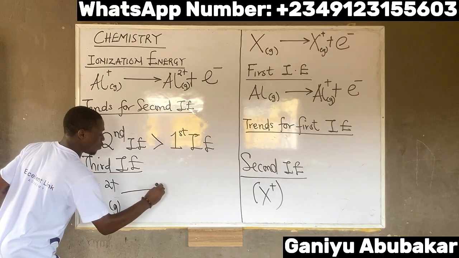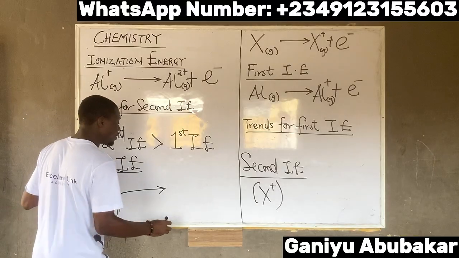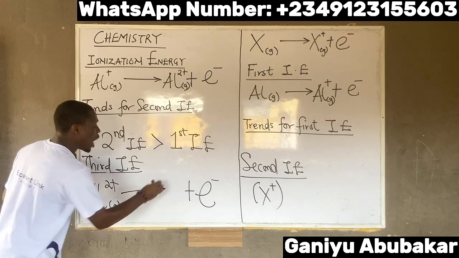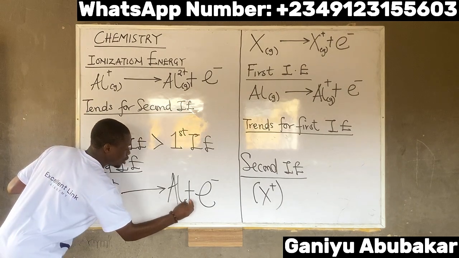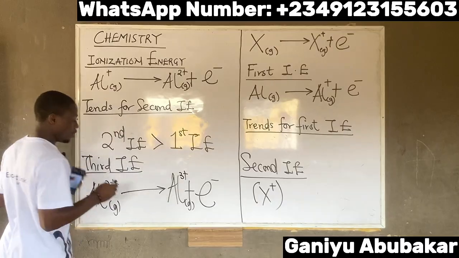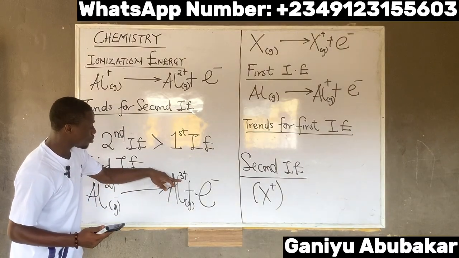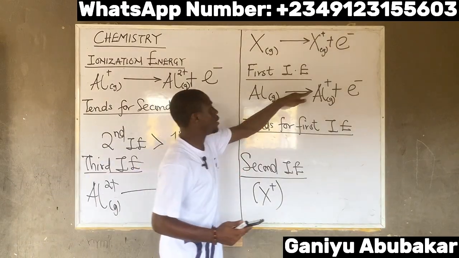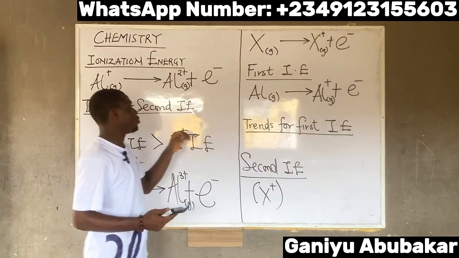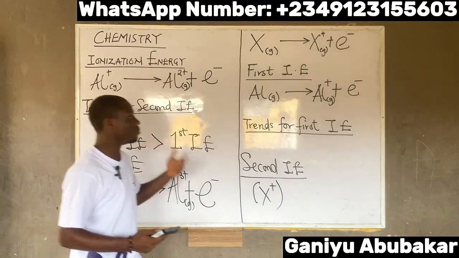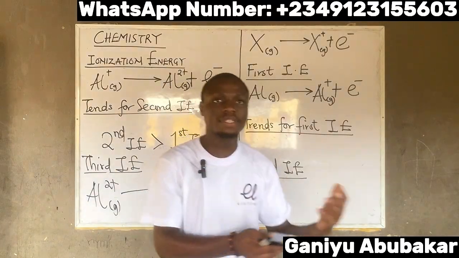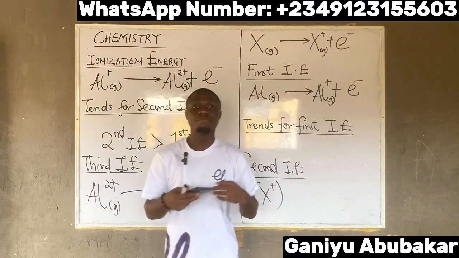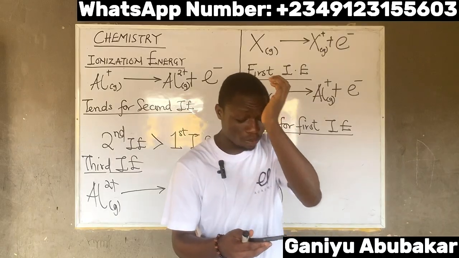If this undergoes an energy change, it means that if I remove an electron from it, I'll be left with Al in a gaseous state 3 plus. So this is 3 plus third, 2 plus second, and then plus that's first. You can use this to spot the state of the IE to which an equation belongs. So that's how it works.